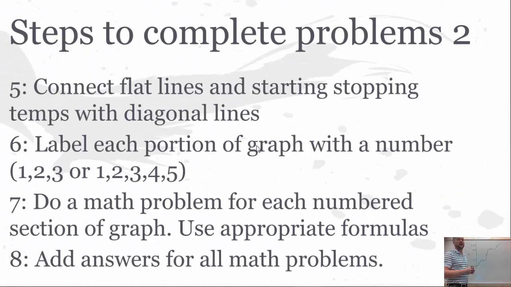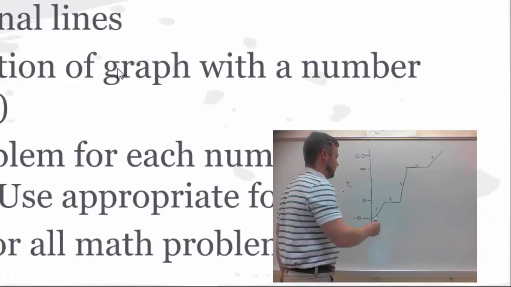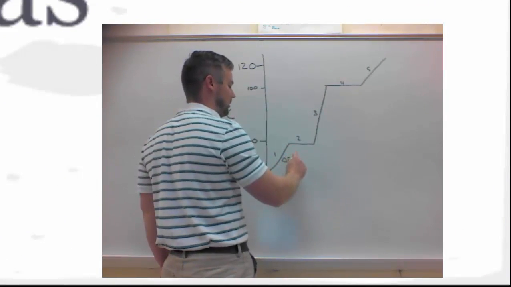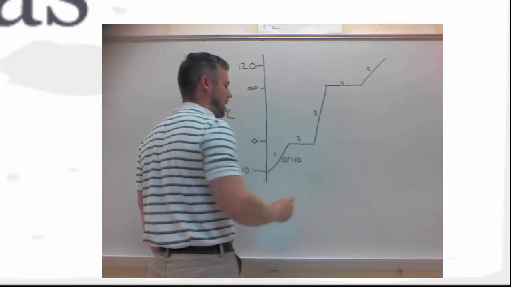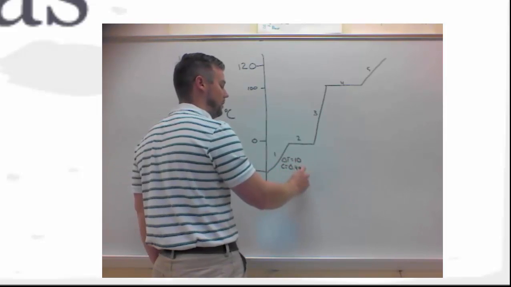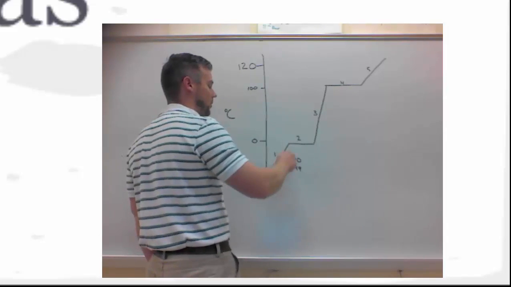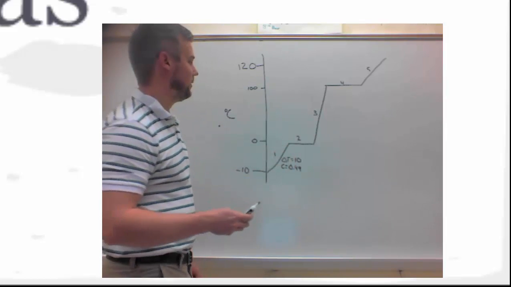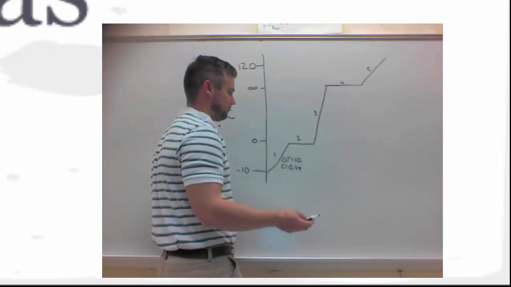Typically, the problems that we do in our class, you're either going to do 3 or 5, so be thinking that you're going to need to do an odd number of problems. Do a math problem for each appropriately numbered section of the graph. Use appropriate formulas. So at phase 1, since it's diagonal, I have a delta T equal to 10. And then I need to be thinking C is equal to 0.49 because this is the phase where we're at ice. That's the specific heat of solid water.